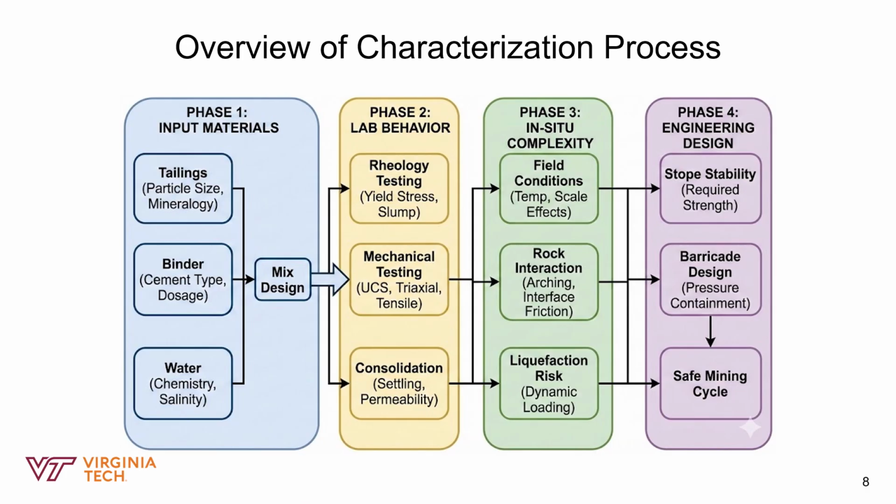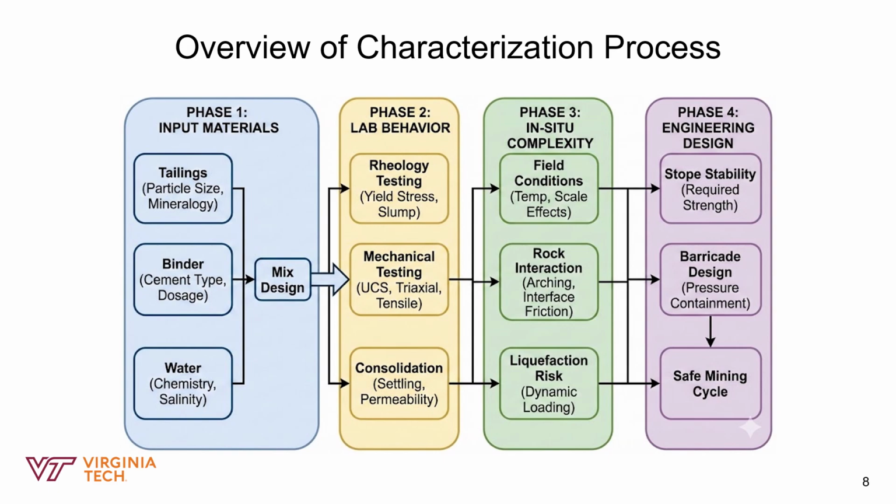Now, once we have the mix, we move to phase 2, which is the laboratory behavior. This is where we do our standard testing. We look at how the material flows. We look at how strong it gets, as in the mechanical properties, and also how it settles, as in how it consolidates. And this gives us our baseline data.